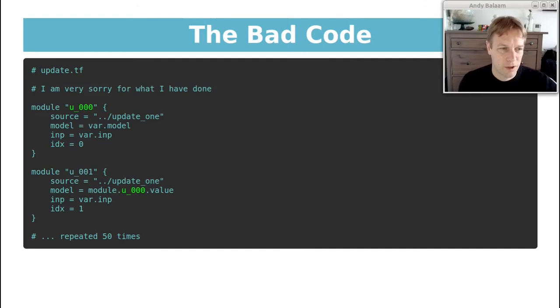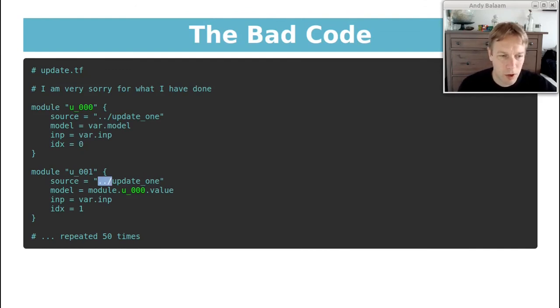So anyway, this is update.tf. This is the module that gets called from within snake.tf. So it's the main bit to say, here's your initial model, now update it using this input. And then it calls the view module to say, display it. So what it actually does is it calls a module called update one, which we've already seen a bit of, multiple times. First of all, giving it the name u_000, it calls update one and provides this input. It says, your model is the model that got given to me. This var.model is my input variable for this module. So it passes the model that was given to me, the input that was given to me, and an index to say which bit of input you are interested in.